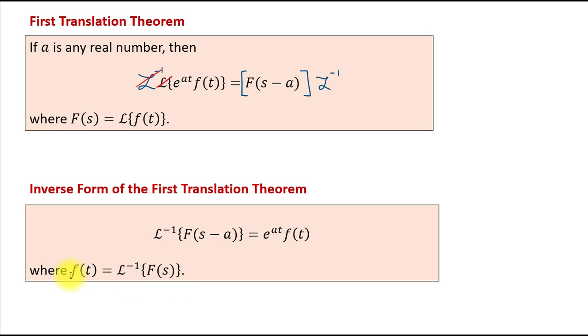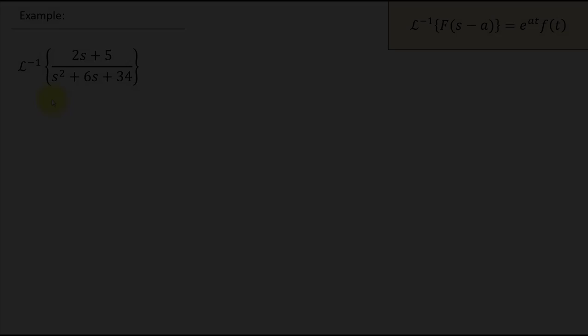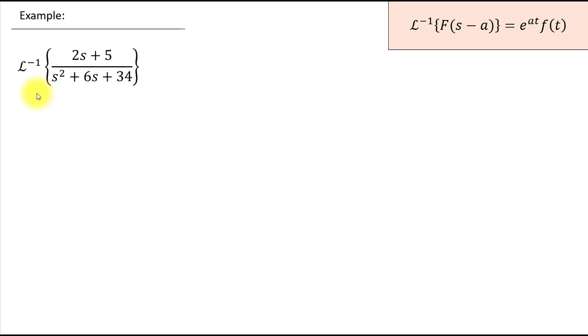And the result, f of t, will be over here. And the amount of the shift, I'm talking about a, will be put in the power of e. So it's going to be e to the power at. Let's try an example like that. So in this example, we need to find the inverse Laplace transform of the function 2s plus 5 over s squared plus 6s plus 34.